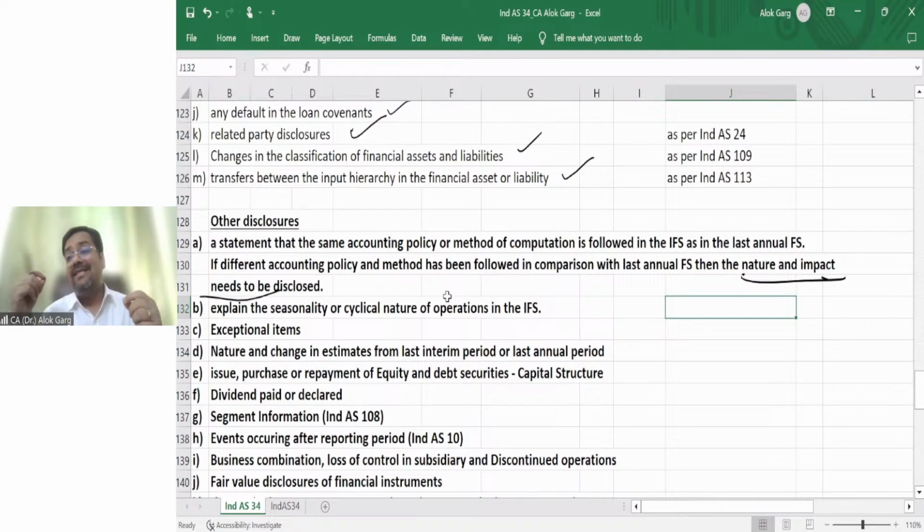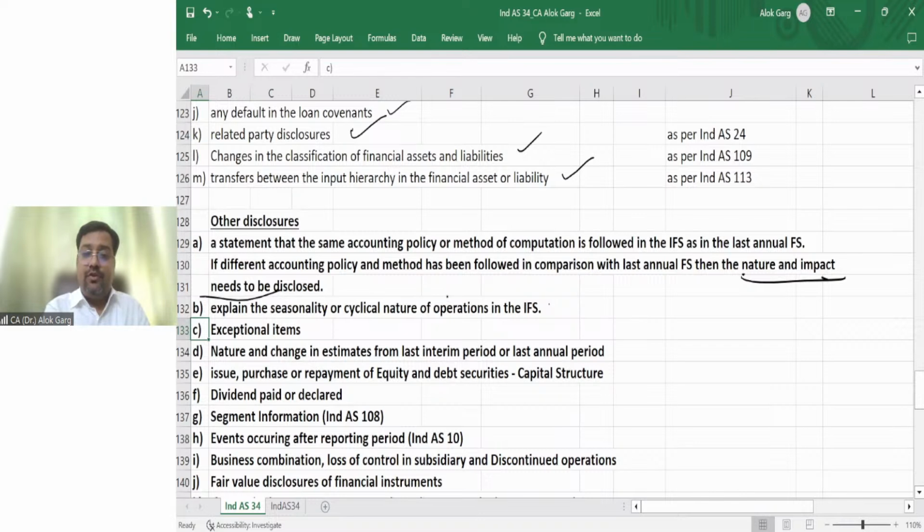The sugar industry is a seasonal or cyclical industry. So if a company has seasonal or cyclical operations, the management is required to explain the seasonality or cyclical nature of operations in the interim financial statement. They have to write that the operation of the company is cyclical or seasonal in nature, like we are dealing in the woolen industry, and our operation will be much more in quarter 3 and quarter 4 in comparison to quarter 1 and quarter 2.